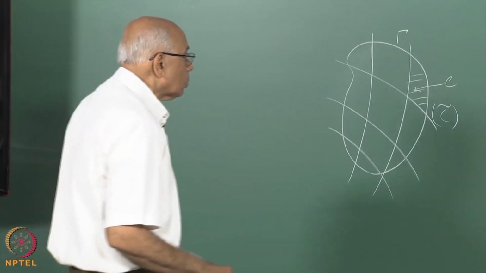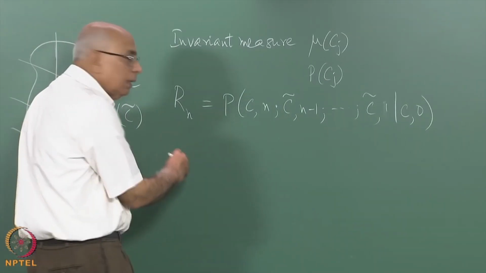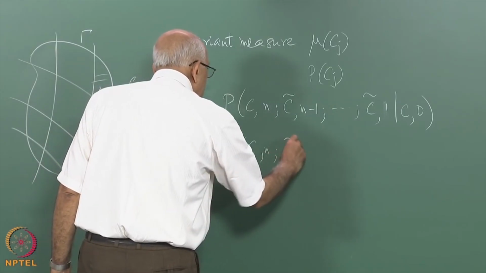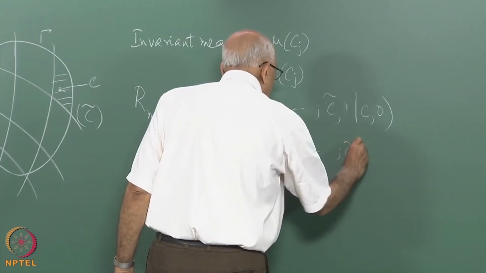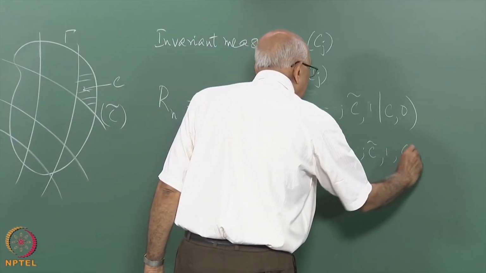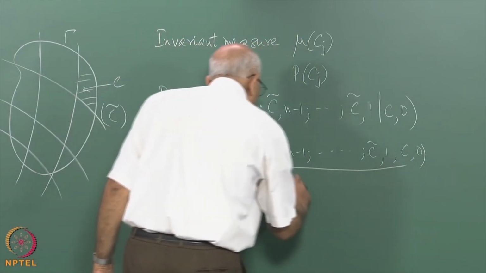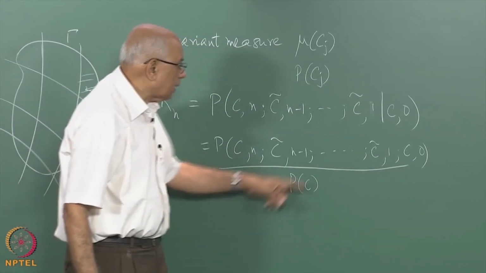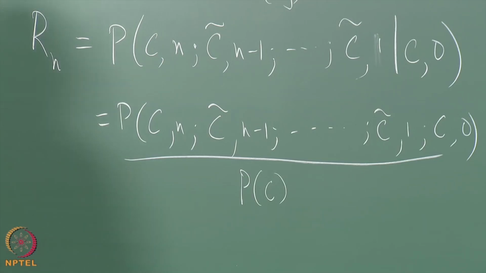So this is the quantity we want to compute, but because it is a conditional probability, we can also write this as P of C n, C tilde n minus 1, all the way up to C tilde 1 and C0, and divide this whole thing by P of C, because the product of this times this conditional density is equal to this probability here. So we could always write it in this form.